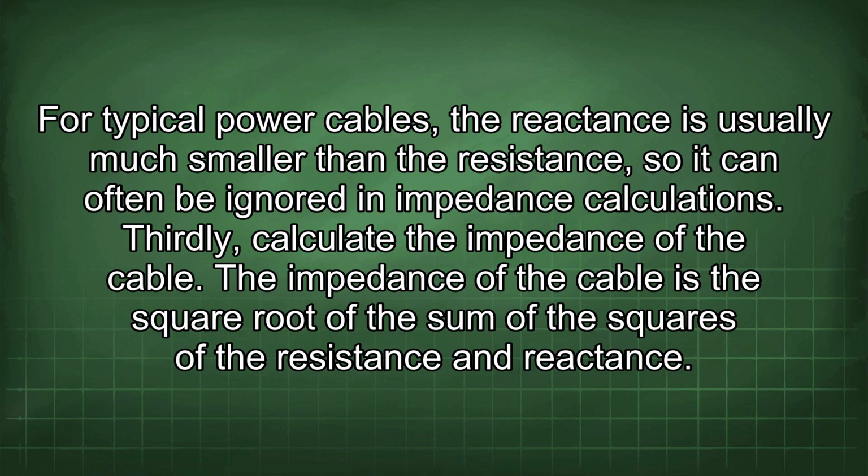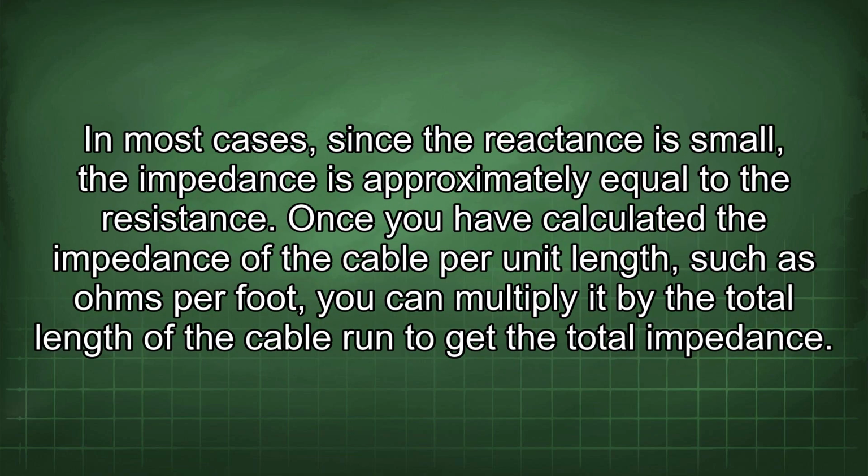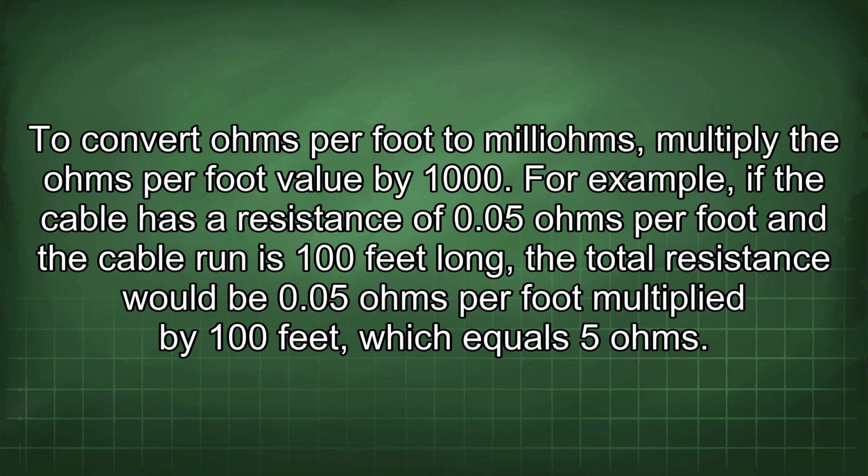Thirdly, calculate the impedance of the cable. The impedance of the cable is the square root of the sum of the squares of the resistance and reactance. In most cases, since the reactance is small, the impedance is approximately equal to the resistance. Once you have calculated the impedance of the cable per unit length, such as ohms per foot, you can multiply it by the total length of the cable run to get a total impedance. To convert ohms per foot to milliohms, multiply the ohms per foot value by 1000.